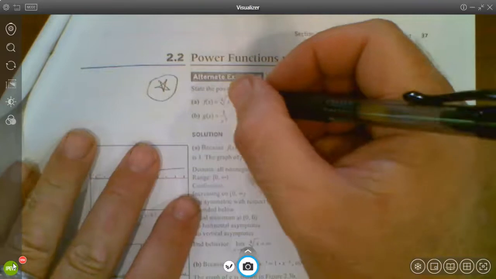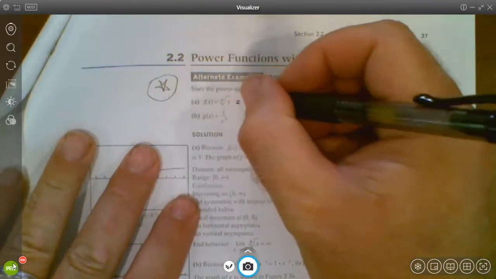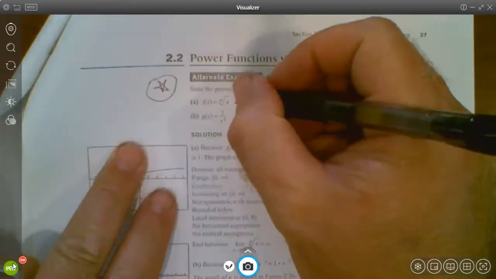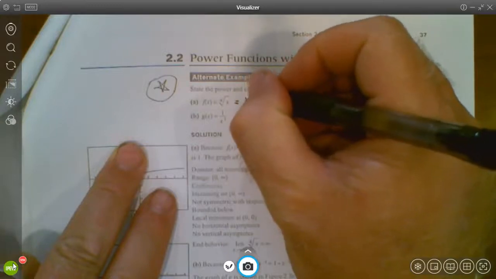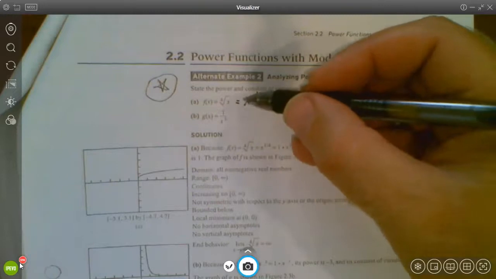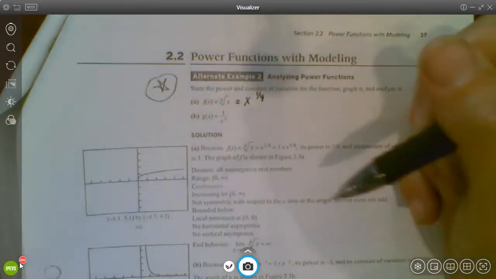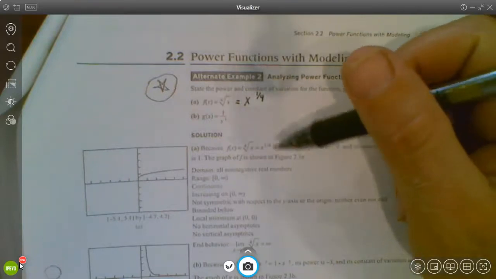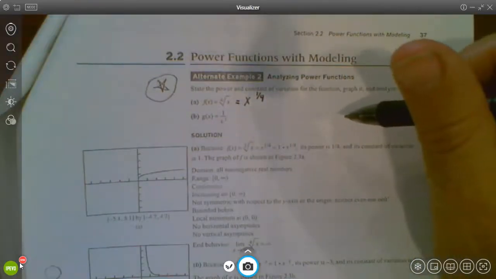Just like we showed in the last one, the fourth root of x could also be written as x to the 1/4 power. So that would make our exponent 1/4. There's no number written here, so remember we always know there is an invisible 1 sitting in front of any variable. So that would be our constant of variation.